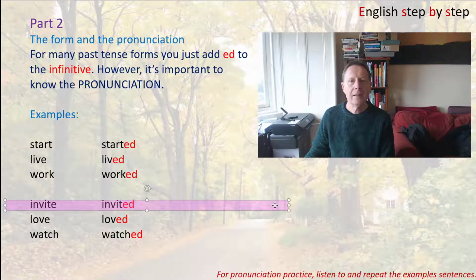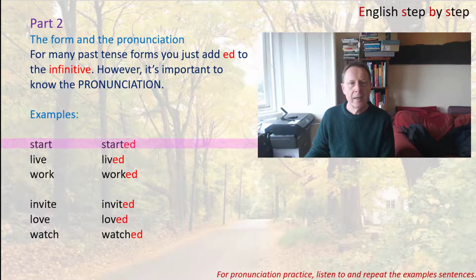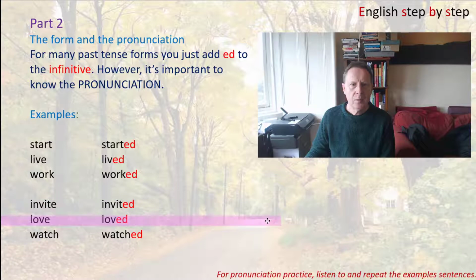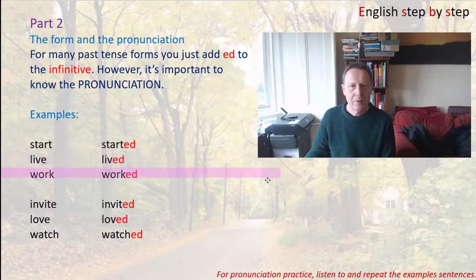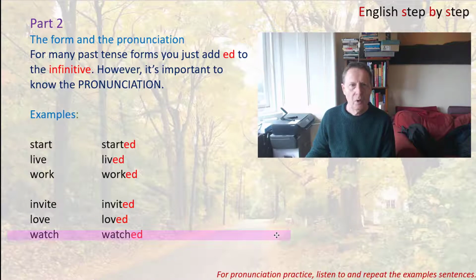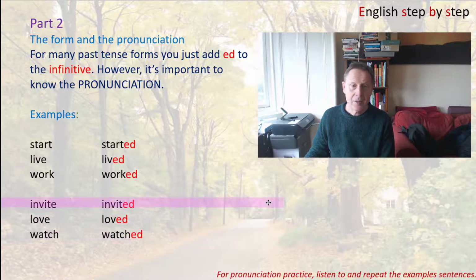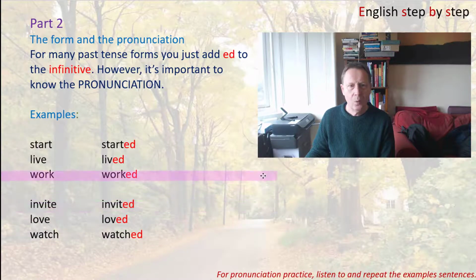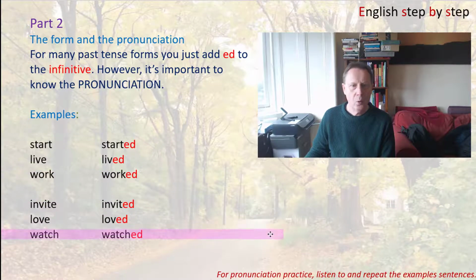Next one, invite, invited. Now that's the same as start, started. Invite, invited. Next one, love, loved. So remember, it's different from invited because you don't say loved with an id sound, you say loved. And that's like lived, loved. Next one, watched. And again, that's different from invited. You don't say watched with an id sound, it's like worked, worked, watched.